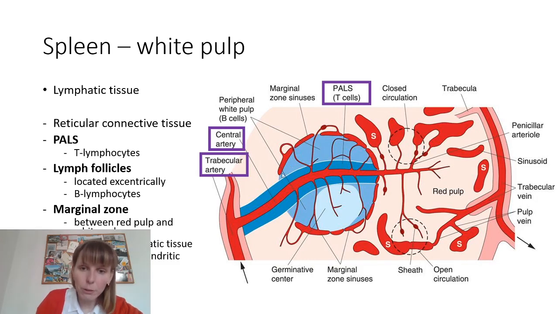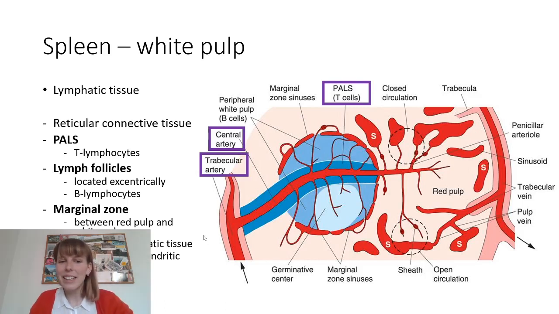Where you see the follicles, it's white pulp, and you have B lymphocytes here and T lymphocytes just around the central artery. In the marginal zone, you will have sinuses again, so spaces for the blood to go through. And you will have, of course, other immune cells present in this zone, macrophages and antigen-presenting dendritic cells.